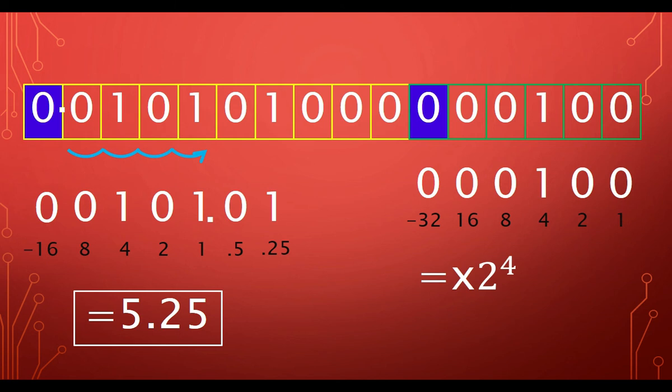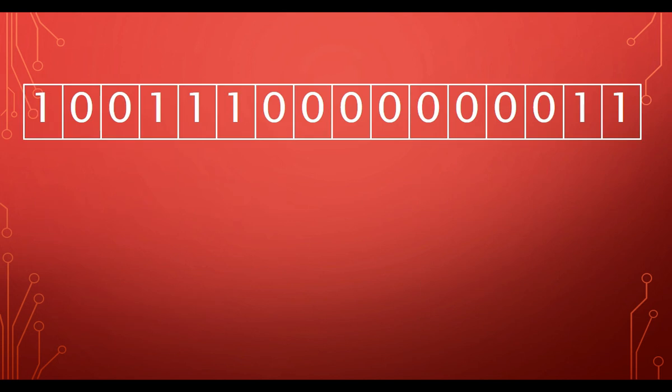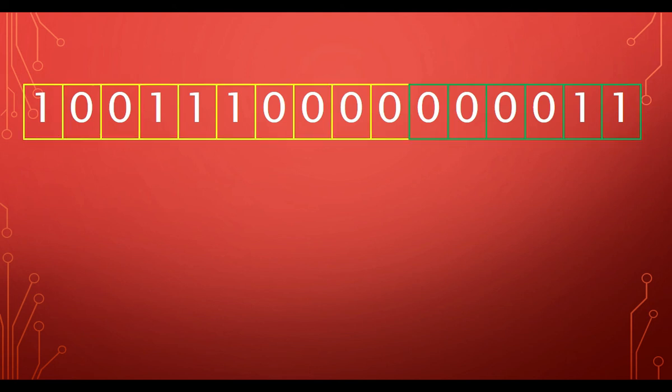Let's have another example. Imagine this 16-bit register inside a CPU. A register with 10 bits on the left for the mantissa and 6 bits on the right for the exponent. The mantissa is in 2's complement and so is the exponent. Having this binary number with 1 in the sign bit indicates that this is a negative number in 2's complement.